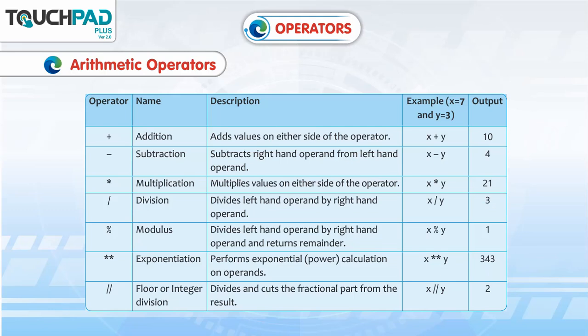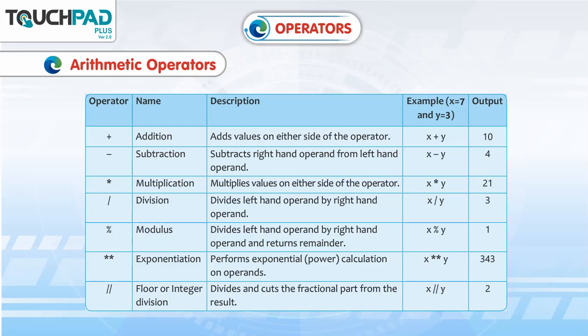Operator, name, description, example. x = 7 and y = 3. Output. Addition adds values on either side of the operator: x + y is 10. Subtraction subtracts the right-hand operand from the left-hand operand: x - y is 4. Multiplication multiplies values on either side of the operator: x * y is 21.